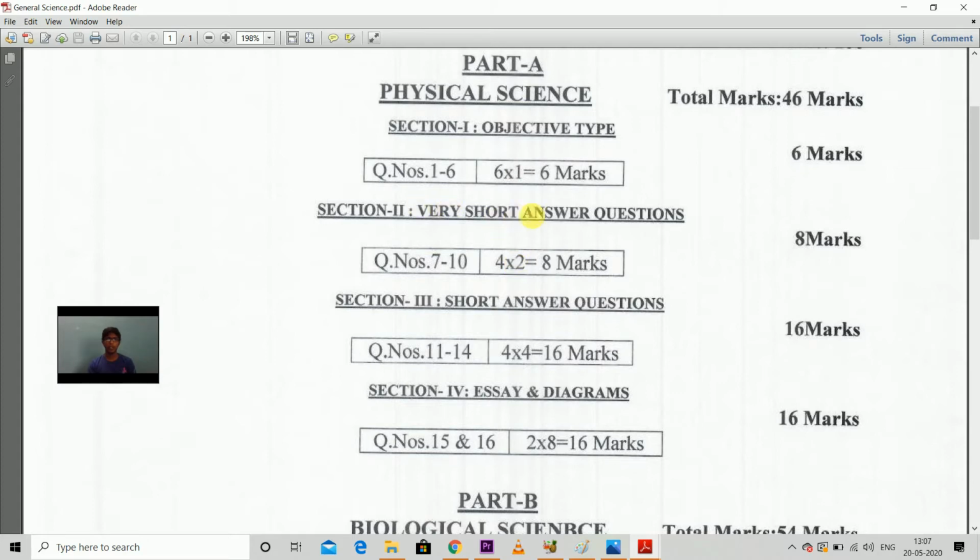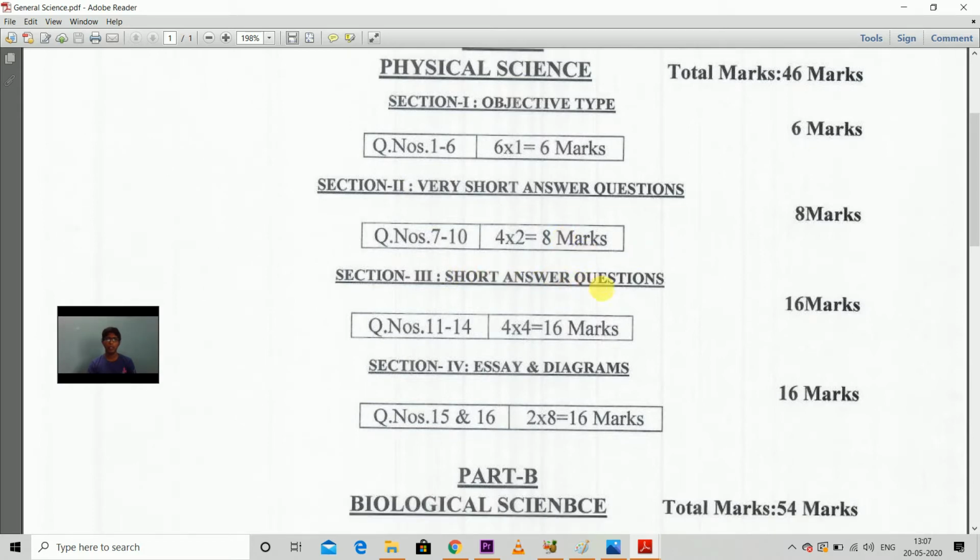Next, 2 marks questions are given as very short answer type questions in section 2, so 8 marks are allotted. In the third section, short answer type questions, 4 questions are given with 4 marks each, total 16 marks. In these 3 sections, 1, 2, 3, you have to write all the question answers without any choice.